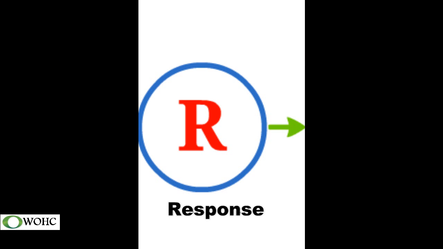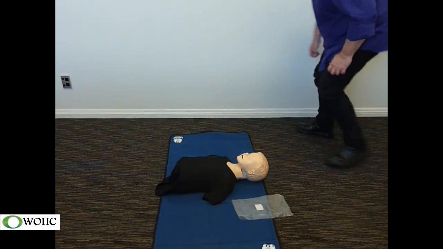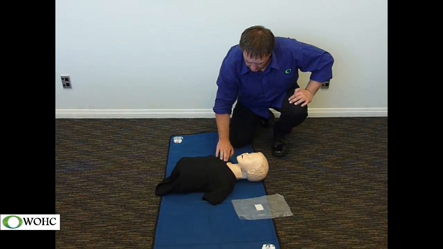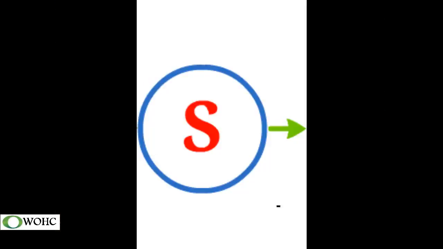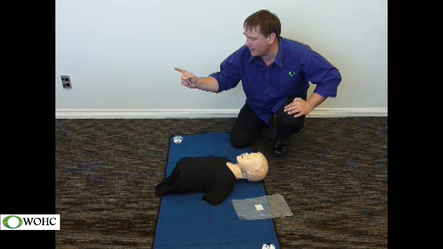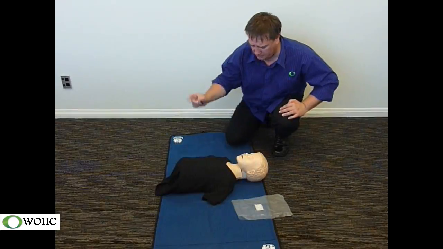R stands for response. Check for a response the same as you would with an adult, calling out their name if you know it, asking them if they are okay, tap them on the collarbone, or pinch them in the ear. Send for help if there's no response. Remember to use bystanders if they're available. Remember to ask them to come back and tell you that they've made the call.